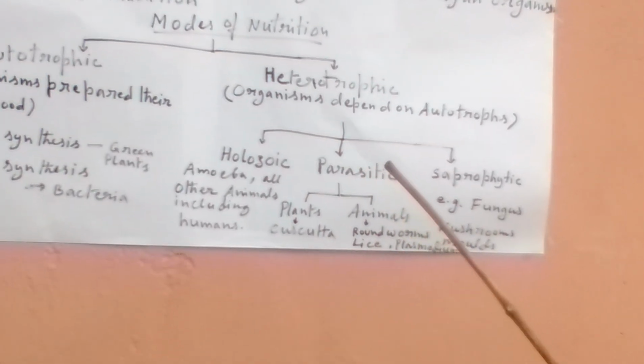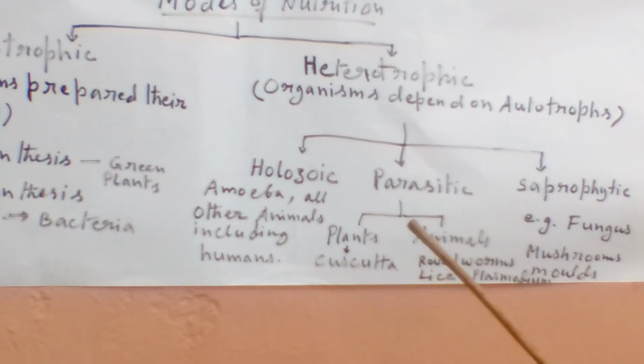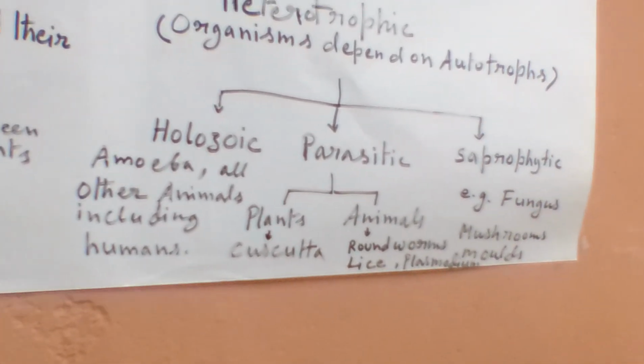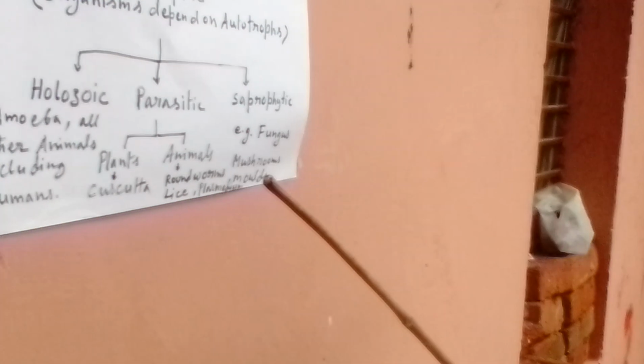In this parasitic mode, there are two categories, for plants and animals. For plants, they live on that plant and get their food from it. And the plant which they attack is called the host plant. So they get their food totally from the host plant.